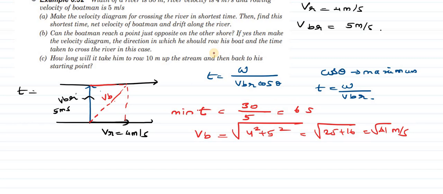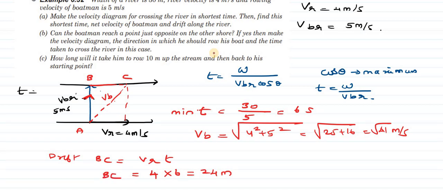Next is drift along the river. So drift is nothing but what? For drifting, you need to know what drifting is. This is BC. Drift BC is given by the horizontal component. Horizontal component is what? Only VR is there. VBR is not there, right? VBR sin theta is what? When this is the theta, VBR is here. What is the sin theta component? 0, right? So VR minus VBR sin theta, but sin theta is 0. So VR into time taken. What is VR? 4 into, what is the time taken? 6, that is 24 meter. Is the drift clear or no?